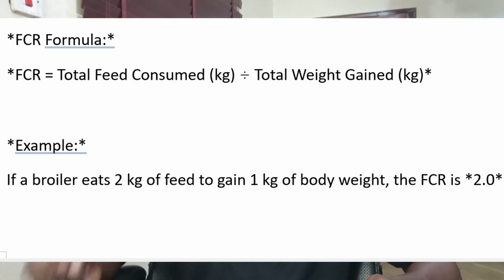So how do you calculate your FCR? Now FCR is equal to the total feed consumed by your bird over the total weight gained by your bird. Okay, so for example, if a broiler consumes 2 kg of feed and gains 1 kg of weight, that means the FCR, which is the feed conversion ratio, is 2.0.